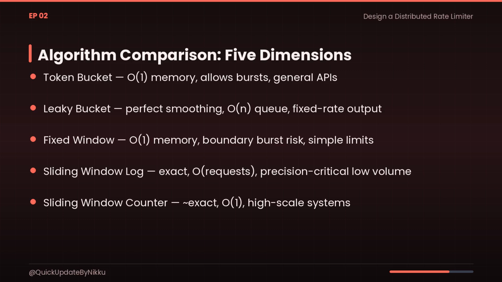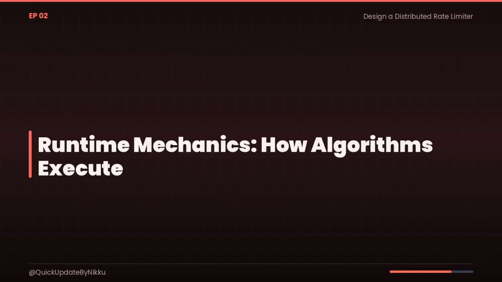Mapped across accuracy, memory, burst handling, and best fit use case, the 5 algorithms form a clear spectrum. Token bucket and sliding window counter both achieve O(1) memory with good burst handling, which is why they dominate production distributed systems. Fixed window is simple but dangerous at boundaries. Sliding window log is the accuracy champion but carries a memory penalty that limits its scale. Knowing the algorithm names and their trade-offs is table stakes.